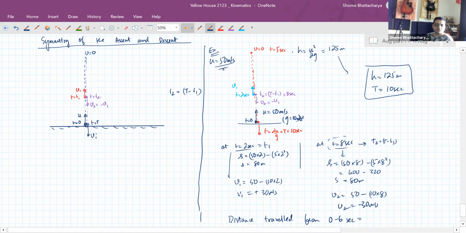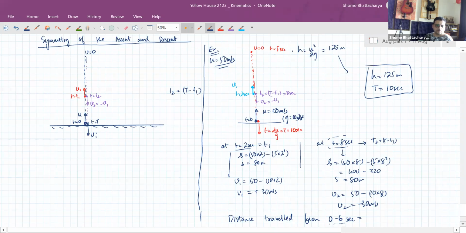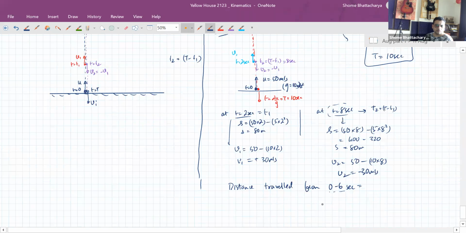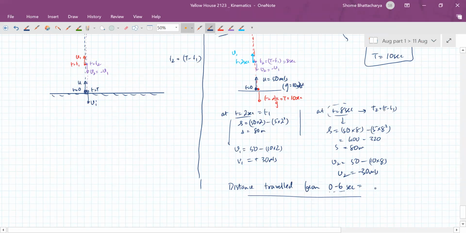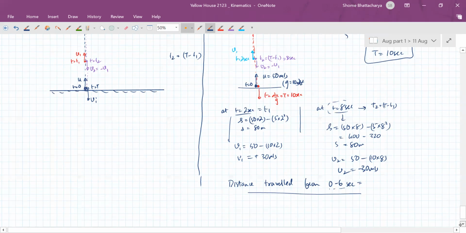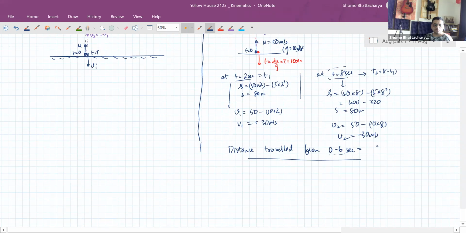When you look at the value of U, you have to first understand when it reaches the top point. The total time of flight is 2U by G, which is 10 seconds, so it reaches the highest point at 5 seconds. The moment you see the question asking for 0 to 6 seconds, you understand that it has gone to the maximum height and come down. So the distance will not be equal to displacement; it will be greater than displacement. So for 0 to 5 seconds, the maximum height you've already calculated.